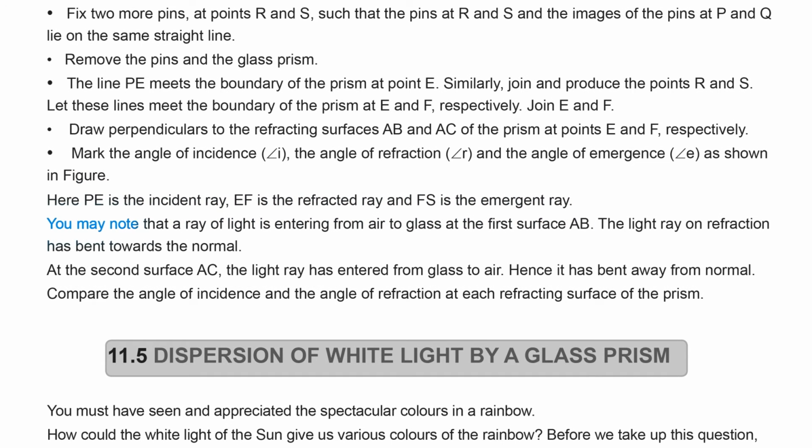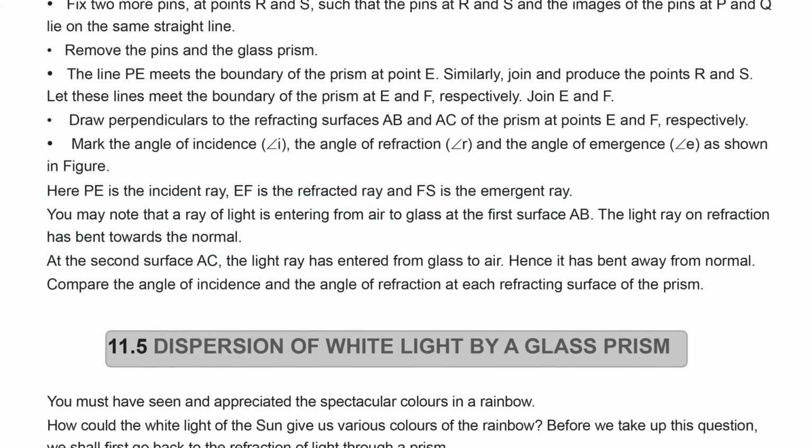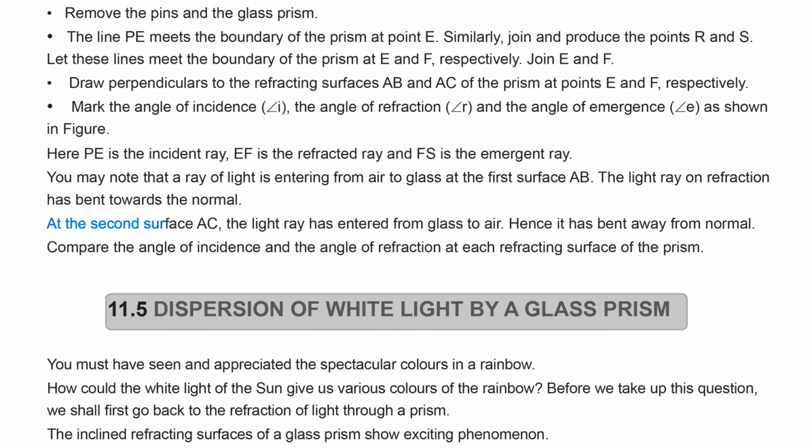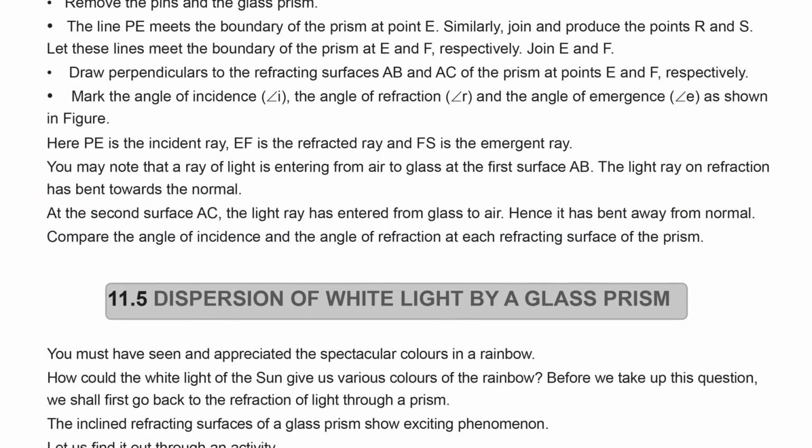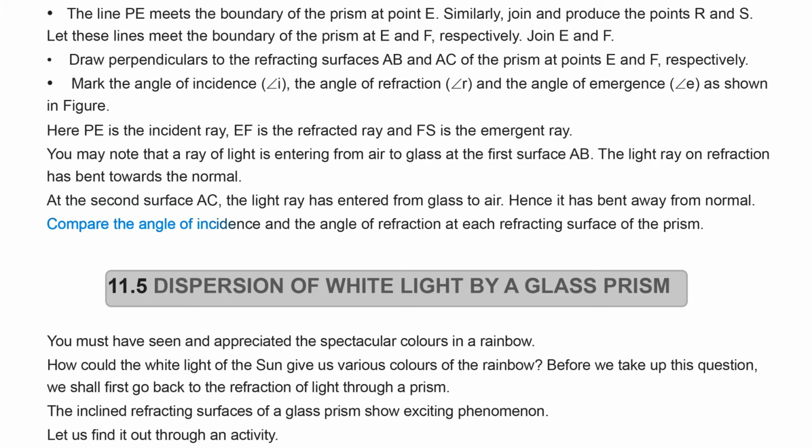You may note that a ray of light is entering from air to glass at the first surface AB. The light ray on refraction has bent towards the normal. At the second surface AC, the light ray has entered from glass to air. Hence, it has bent away from normal. Compare the angle of incidence and the angle of refraction at each refracting surface of the prism.